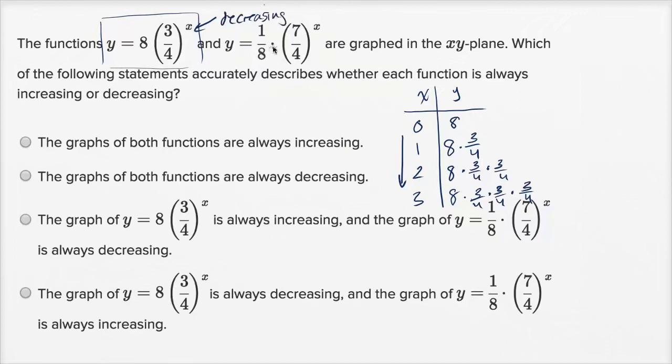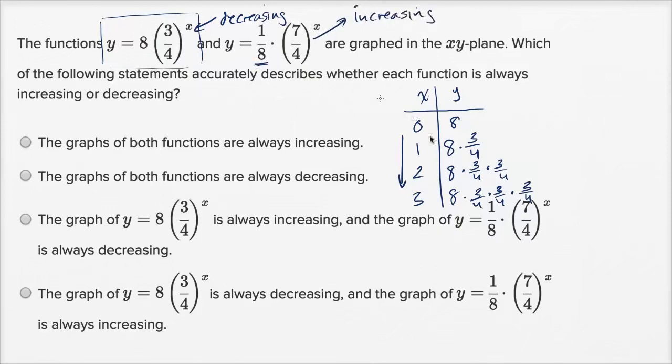Y is equal to 1/8 times 7/4 to the x power. Well, here as x increases, you're going to multiply by 7/4 more and more and more. And so when you multiply by 7/4, 7/4 is greater than 1. Increasing powers of 7/4 will make the entire value larger. It doesn't matter that you started with a lower value. As x increases, y is going to become larger and larger and larger. So this is an increasing function.